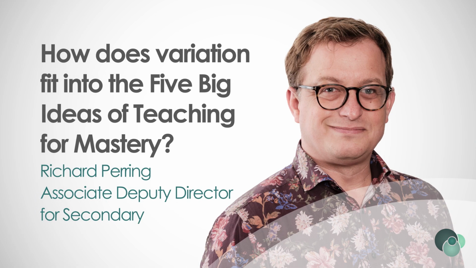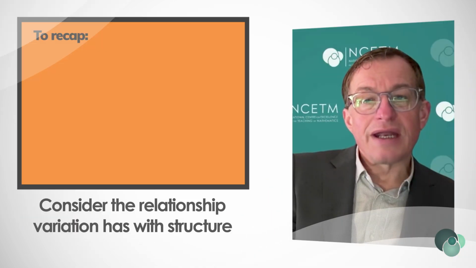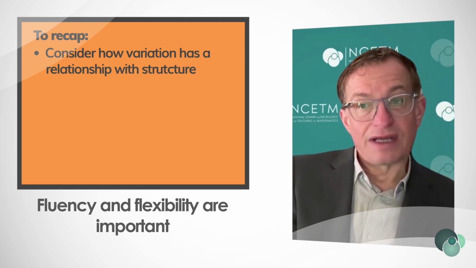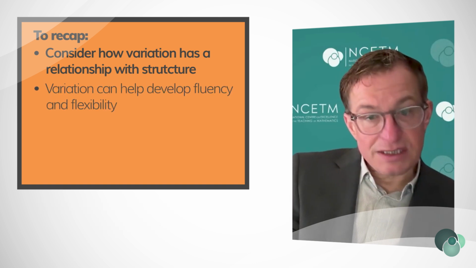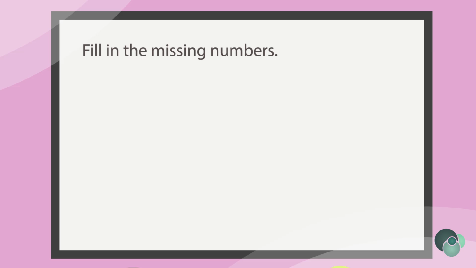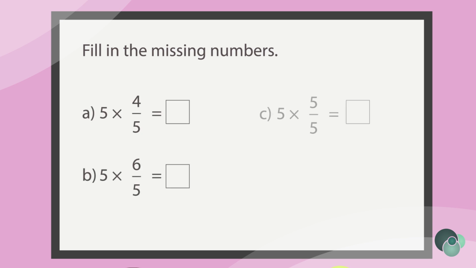How does variation fit into the 5 big ideas of Teaching for Mastery? It's important to think again about the relationship with structure and the importance of having fluency and flexibility. A way to develop flexibility is to use variation and to see what you can change and what to maintain within a calculation. For example, we might want students to appreciate that any number can be transformed into another number by multiplying. This task involves filling in the missing numbers, and if you're planning to use this with your class, you'd certainly want to consider what students' responses might be, to anticipate those responses, and to think about how you might tackle any misconceptions that might arise.